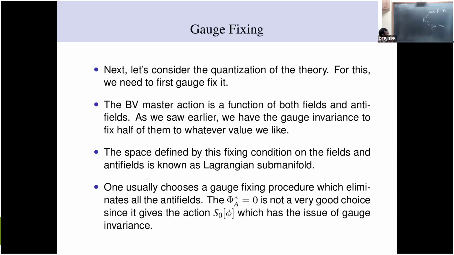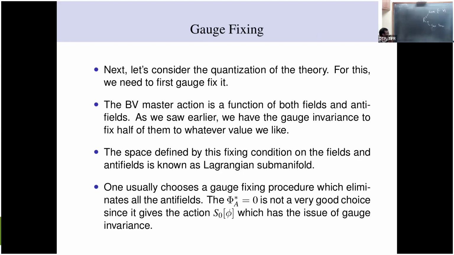Okay, so let's consider next the quantization. For quantization, first we need to gauge fix the theory. Since the BV master action is a function of both fields and anti-fields, we have enough gauge invariants to fix half of them to whatever value we like. The space fixed by this gauge fixing condition has a technical term: it's called a Lagrangian submanifold. We will usually choose a gauge fixing condition which eliminates all the anti-fields.